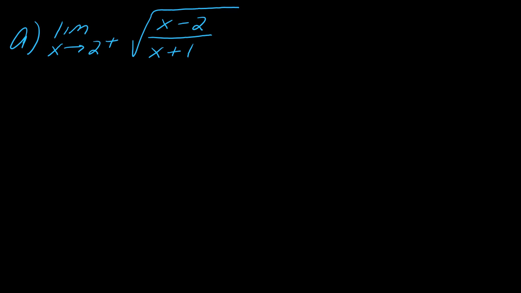Starting with this one, I've got the square root of (x minus 2) over (x plus 1), and I want to evaluate the limit as x approaches 2 from the right. Sometimes having the graph in front of you can be very helpful when you're first studying this, because you can get a little disoriented. I've got a square root, but I also have a fraction, which tells me two things. For one, there's a value I definitely can't have: x cannot equal -1. So this function does not exist at x equals -1.